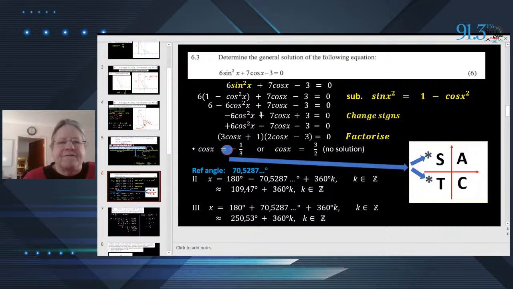Now we simplify it further. It's a trinomial, so we want the term with the square first. So negative cos squared x plus 7 cos x, because remember, it's got a square and it's got to be followed by the same type of thing over there. And then we do 6 minus 3 gives you plus 3 equals 0.